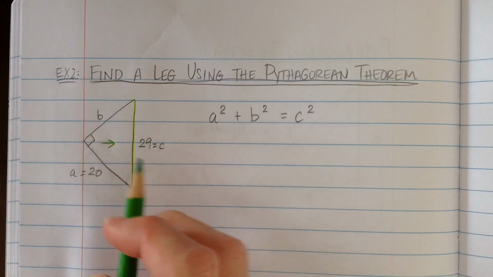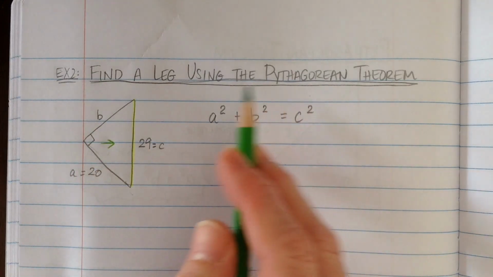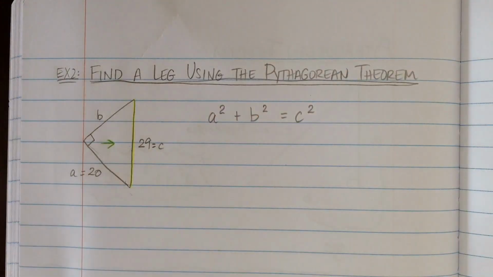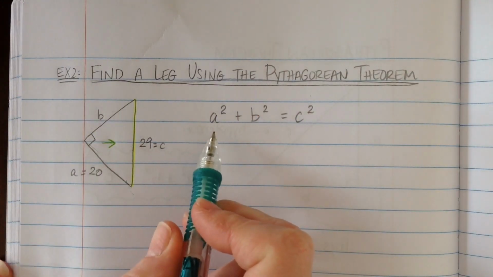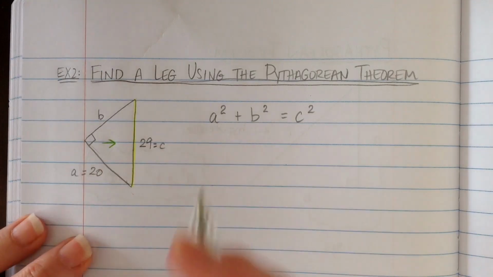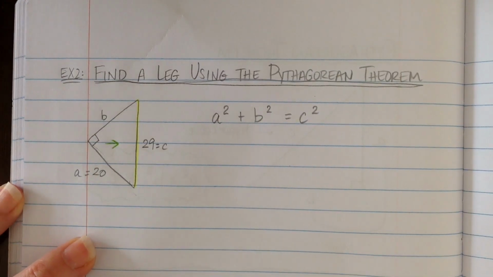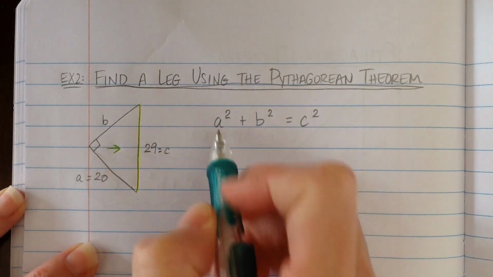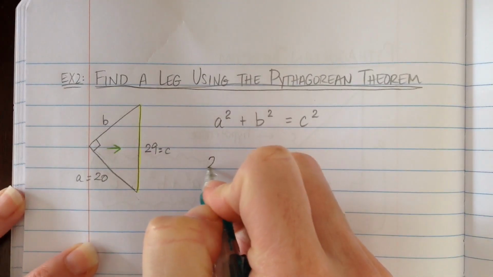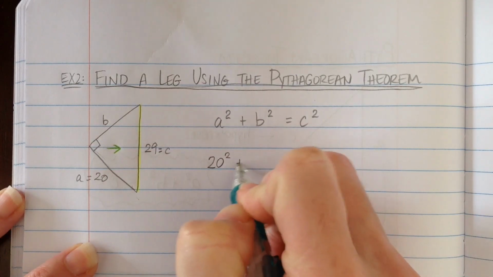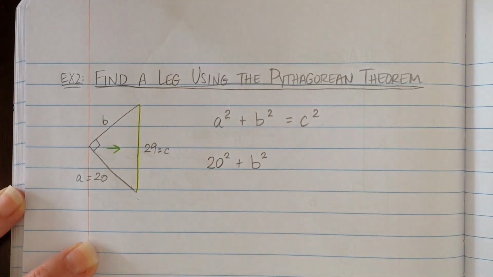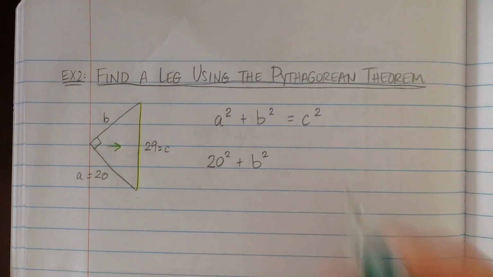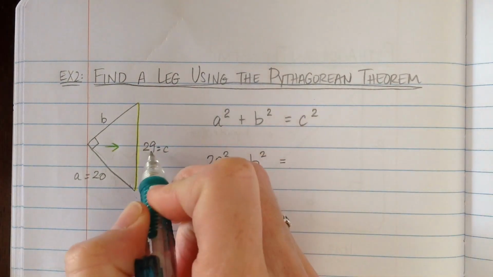So if you are given your side lengths, you take your formula, and then I'm going to plug these values into that formula in order to work through this. There is no way to just do this in your head or just do this with a calculator. You guys are going to have to do some work with this. So if A is 20, I'm going to plug that in for A, and I'm going to write 20 squared plus, I don't know what B is, B squared is equal to C squared. And I know that C is 29.